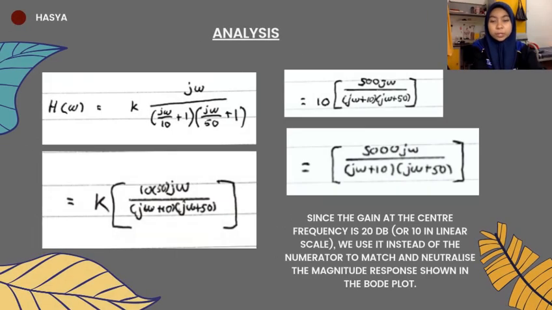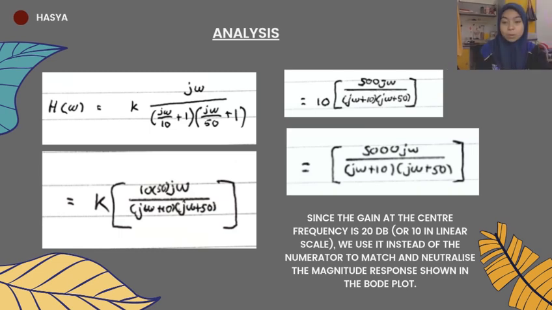Alright, we already understand the question from the first perspective, which is method. Now we'll be moving on to the second perspective, which is analysis. We already know our k value is 10 dB, and then omega 1 is 10 rad per second, omega 2 is 50 rad per second. Hence, we just substitute all the values inside the function. I will get 5000 jω over (jω plus 10) times (jω plus 50). However, since the gain at the center frequency is 20 dB, we use 500 instead of 5000 to match and neutralize the magnitude response shown in the Bode plot.